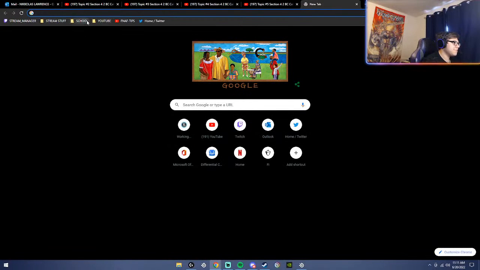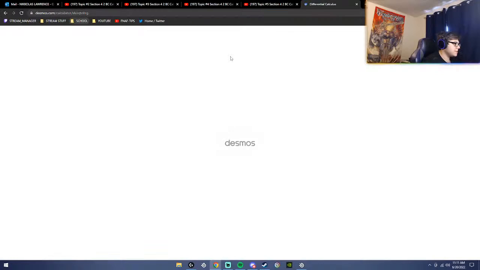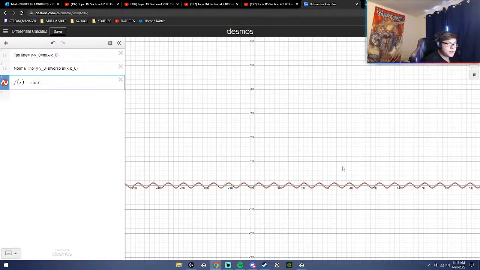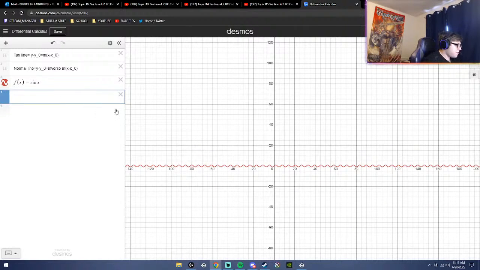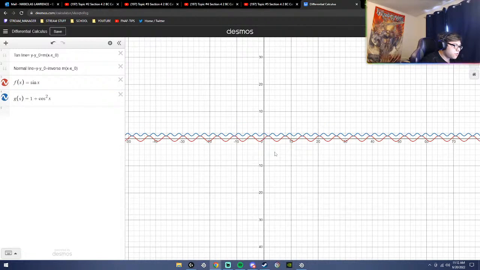Okay, I'm gonna explain it very simply. Where's Desmos? Okay, so let's just say that we have f of x. F of x is equal to sine of x. Don't mind the graph, that's useless right now. And then we have g of x is equal to 1 plus cosine squared of x. Oh, it actually graphs it. Cool. I didn't even know that.